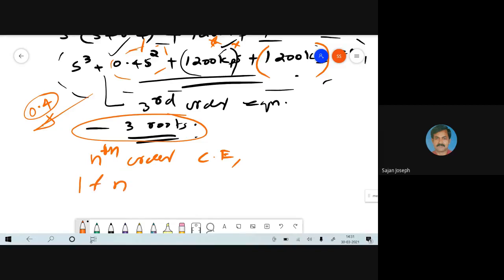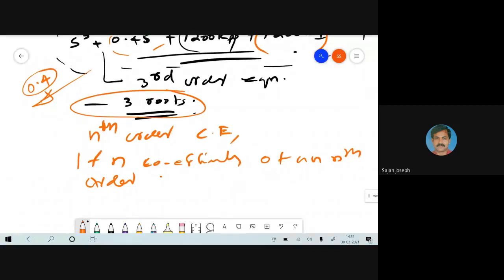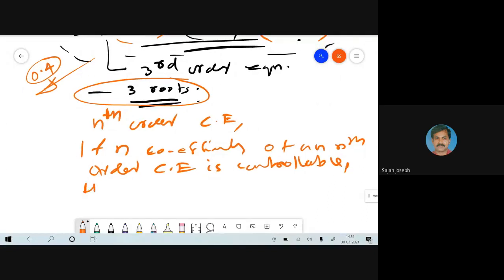If n coefficients of an nth order characteristic equation are controllable, then the system is completely controllable.